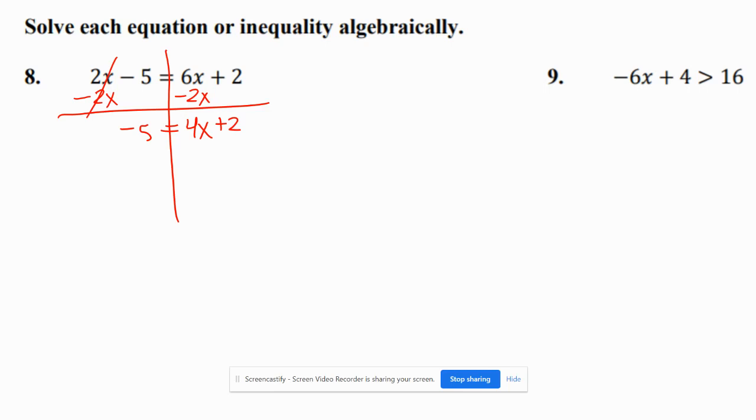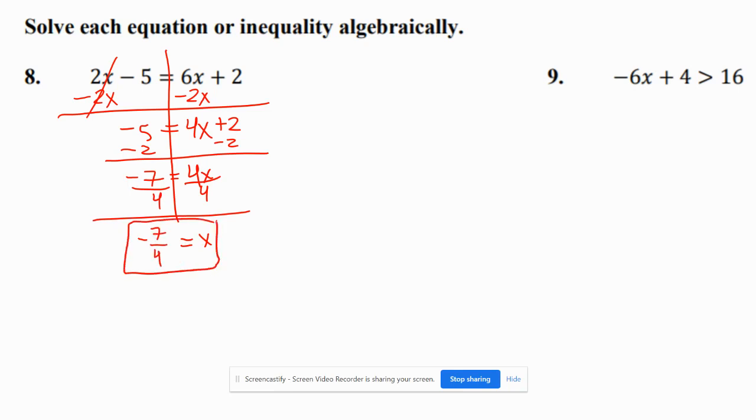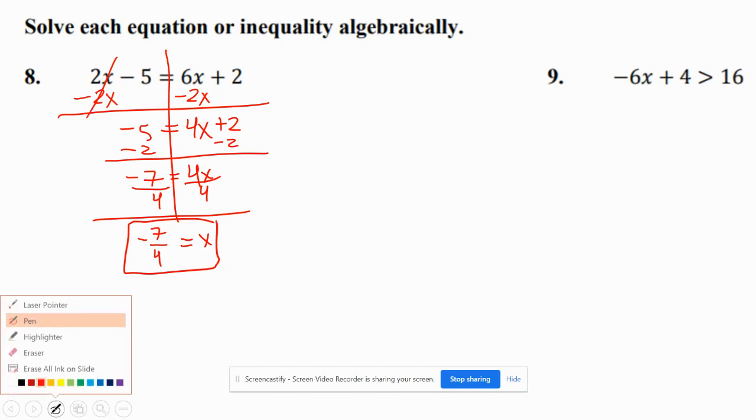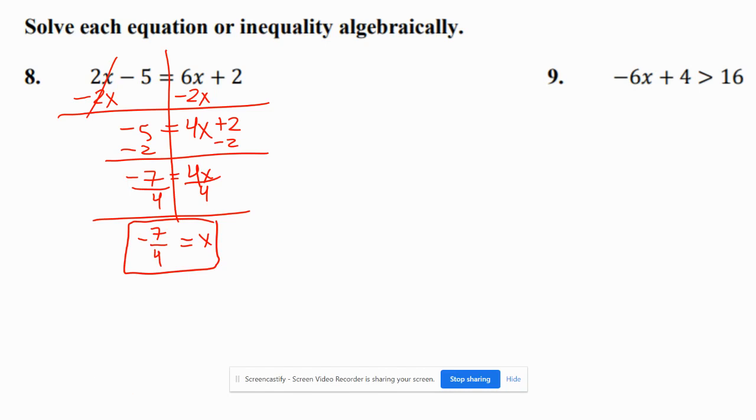Now I will get the constants to the left by subtracting 2 from both sides. That gives us -7 is equal to 4x. Divide both sides by 4. And I know at this point you're probably realizing that it's not going to be a whole number. That's okay. It is possible to get decimals. We're going to leave it as a simplified fraction though, which would be x is equal to -7 over 4, also known as -7/4.